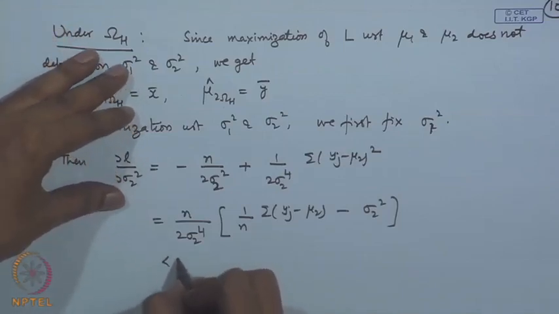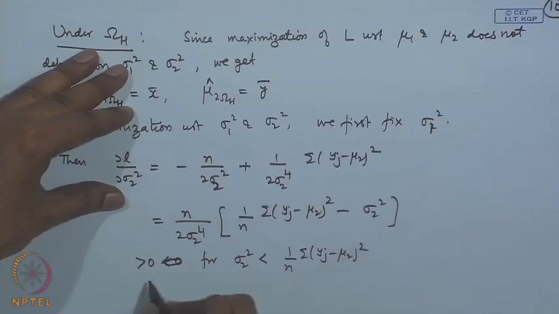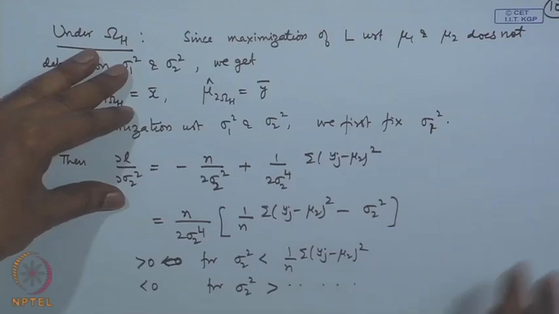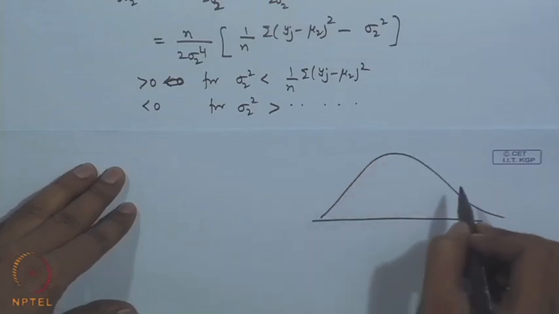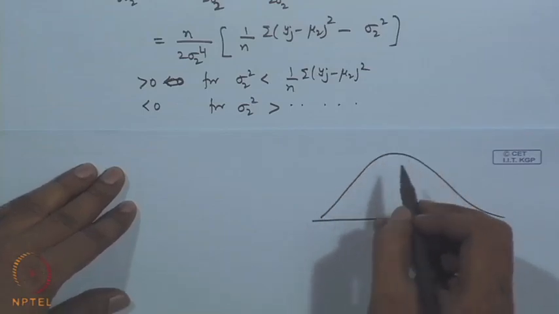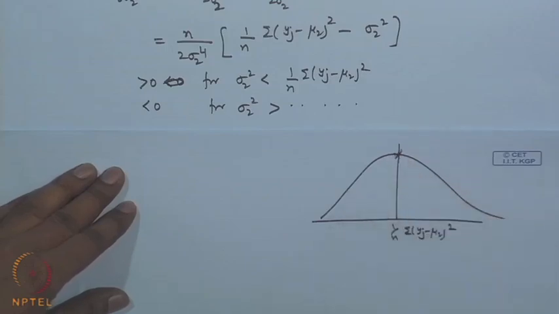So, this is greater than 0 for sigma 2 square less than 1 by n sigma y j minus mu 2 square, and it is less than 0 for sigma 2 square greater than this number. So, the behavior of the likelihood function with respect to sigma 2 square, that means, if I consider the plotting of the likelihood function with respect to sigma 2 square, then at the point 1 by n sigma y j minus mu 2 square, this is the maximization point.